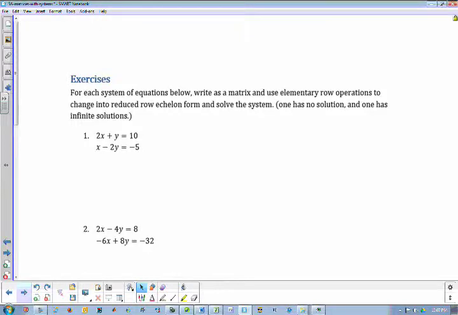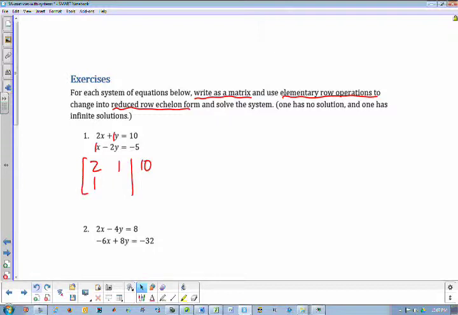Turn to the third page there. We've got some systems. And for each system, we're going to write it as a matrix. We're going to use the elementary row operations to change it into reduced row echelon form. So once again, our goal is to take this matrix, which is 2, 1, 10. 1 is the coefficient here. Now let's try that again. 2, 1, and 10. Okay, using the coefficient there.